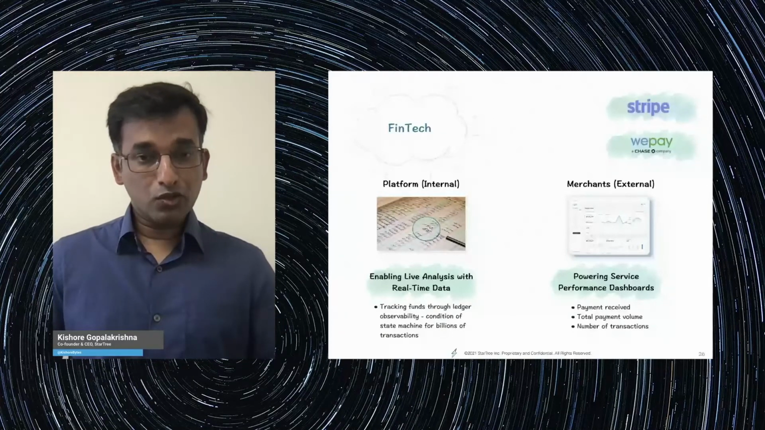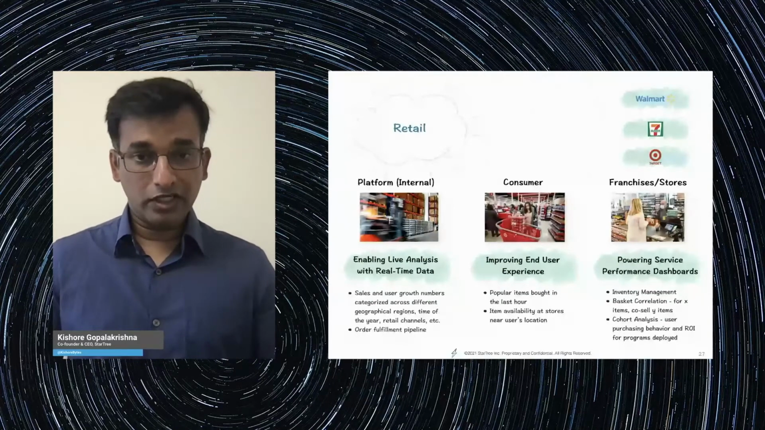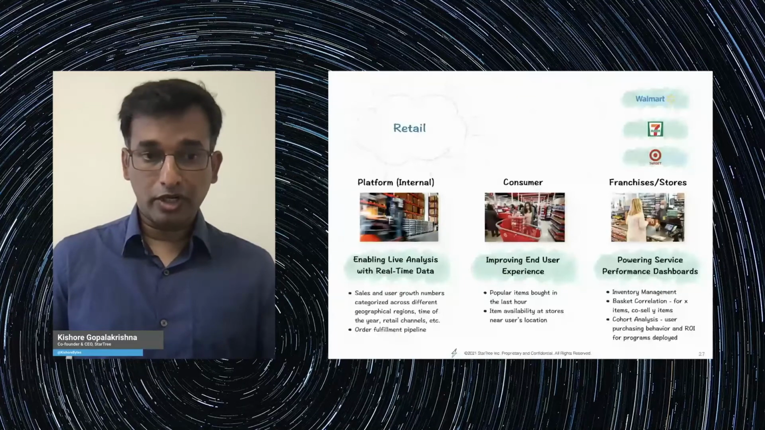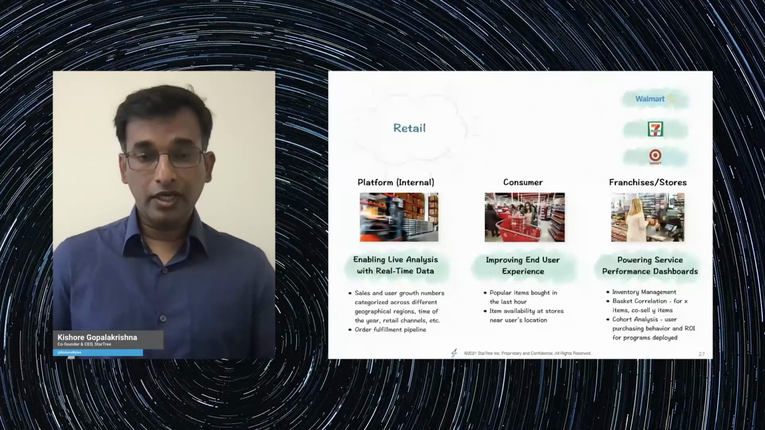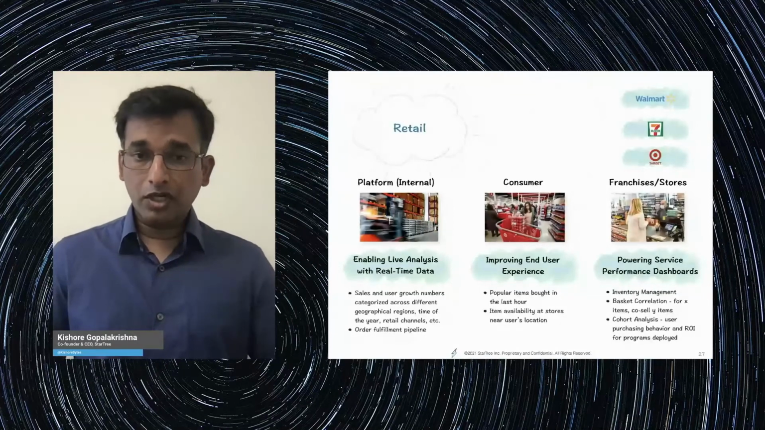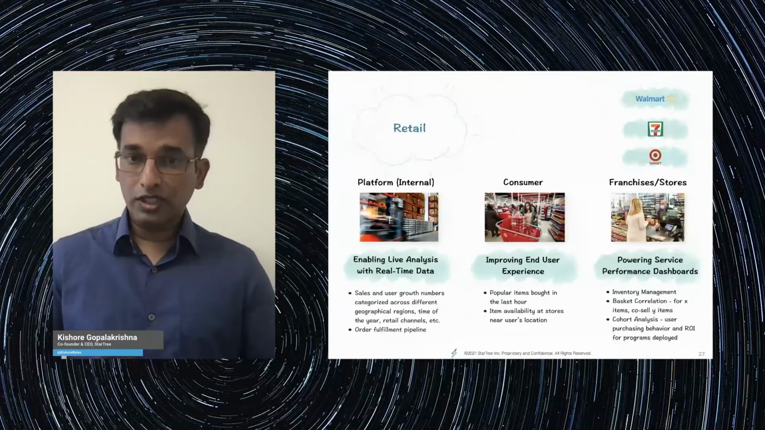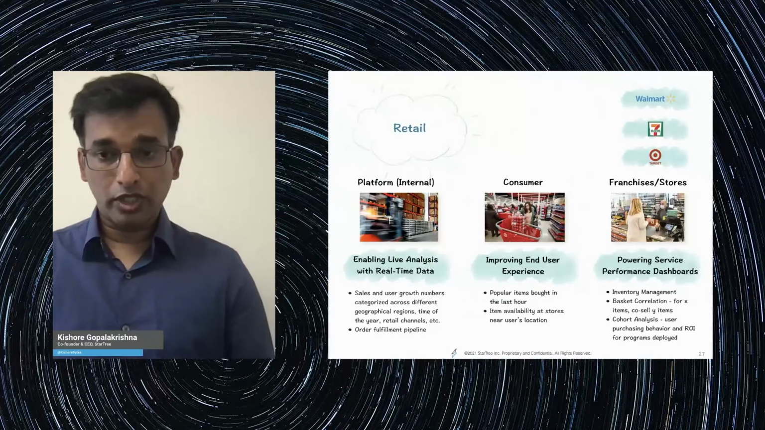Retail is also very interesting. Most of these retail chains have a lot of franchisees and store locations. Enabling the internal data scientists, analysts, execs, and PMs with real-time data helps them build a better product. The operators within the company can figure out if there are any issues with the order fulfillment pipeline. At the same time, the consumers get a better experience. They can figure out what the most popular items are that are getting sold, and what the availability of an item is near the store's location. All those things can be provided to the end users as well.